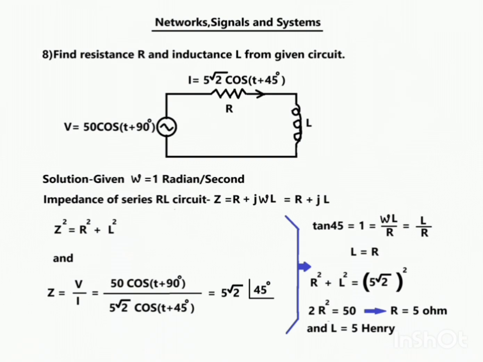and impedance Z equal to V upon I equal to 5√2 ∠45°. Tangent 45 degree equal to 1. So L equal to R, and R² + L² equal to 50. So R equal to 5 ohm and L equal to 5 Henry.